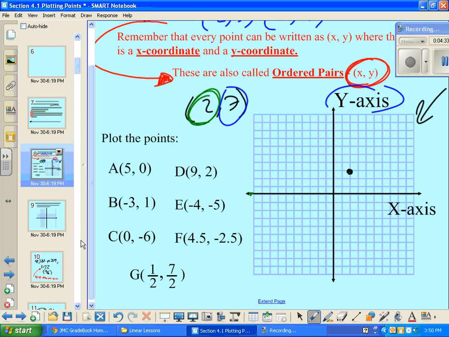And I don't need all those extra points in. I was just doing that to show you where I was going, because you can't see me exactly, but you can see the board. So over 2, up 3.